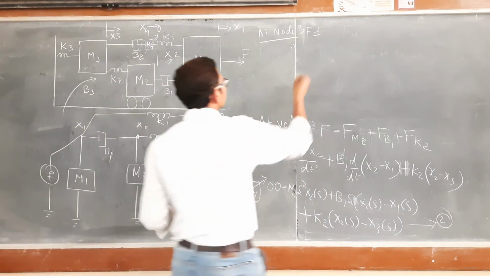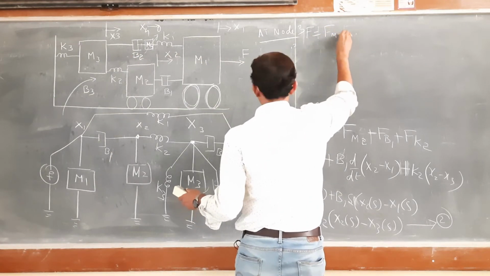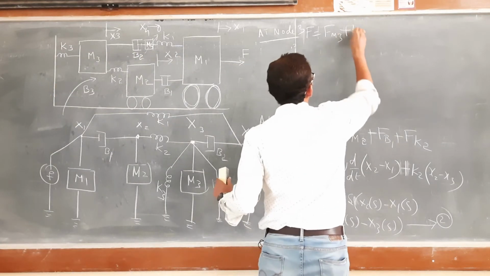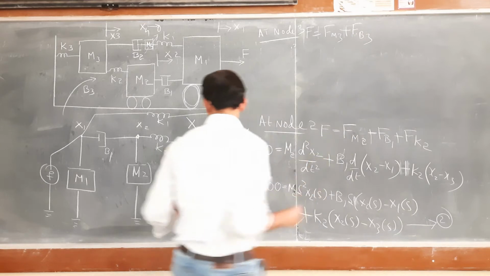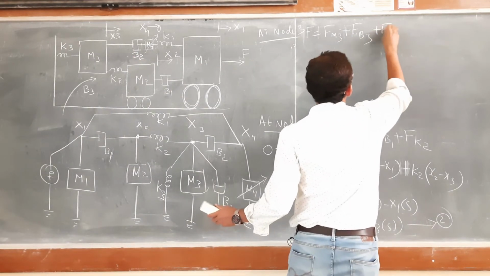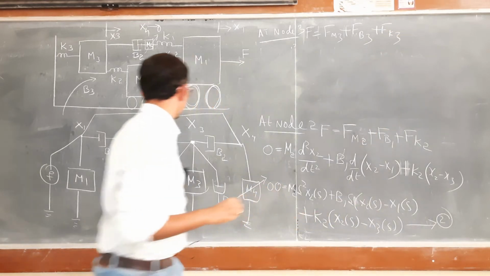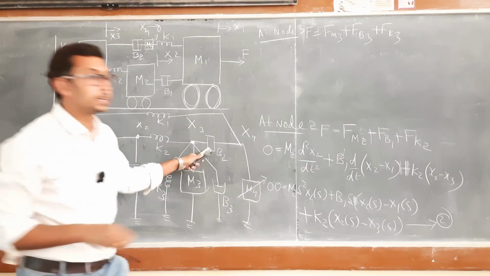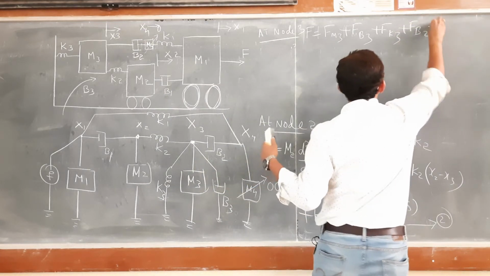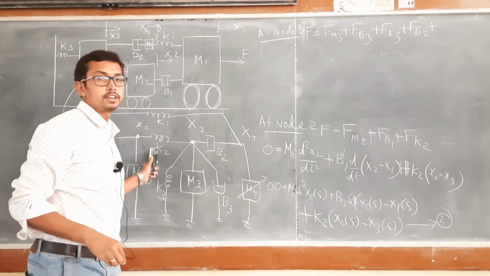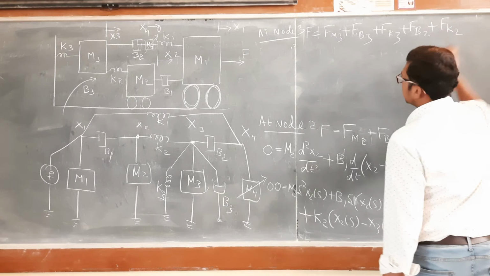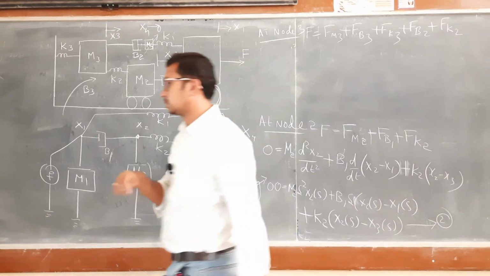F of m3, next F of b3, next F of k3. Next, what else do we have? F of b2, and F of k2. So these many terms are there which are related to node number 3.